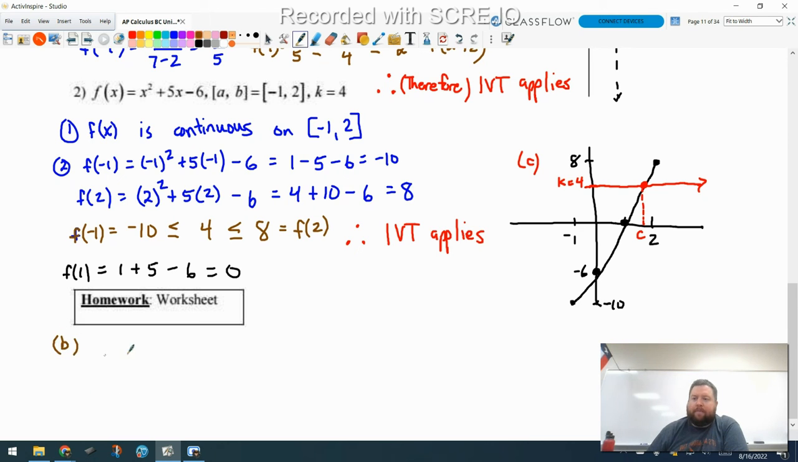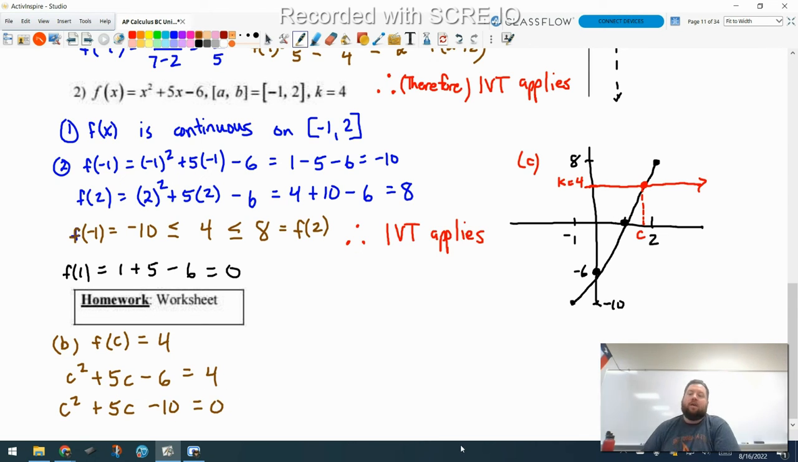All right, so part B. F of C is equal to 4. All right, so F of C is C squared plus 5C minus 6 is equal to 4. Quadratic equation, got to get it equal to 0 first. C squared plus 5C minus 10 is equal to 0. All right, so this is where we would factor, but you're going to run into a problem here.